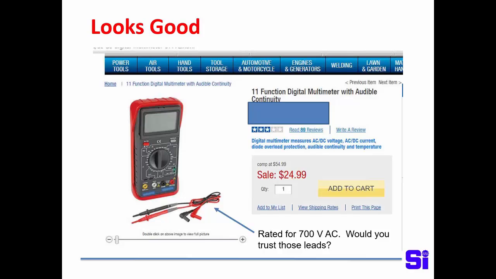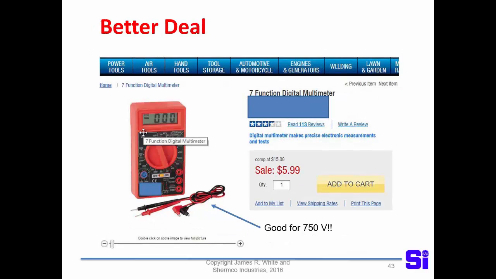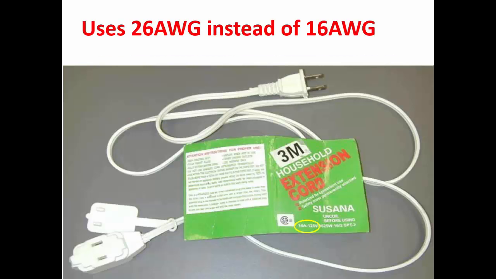But wait, there's more. For the mere price of $5.99, as a friend of mine used to say, it's a mere bag of shells. For $5.99, I can get a 7-function digital multimeter, and the leads are good for 750 volts. Look at that. And if you look closely, they look like the same leads to me, but they're 50 volts better. Man, I wouldn't use this thing. You couldn't make me use it.